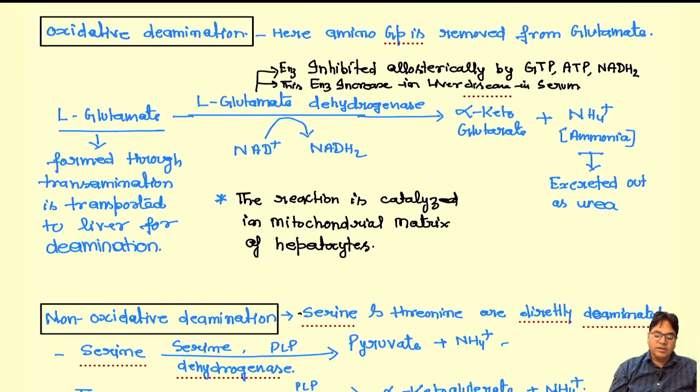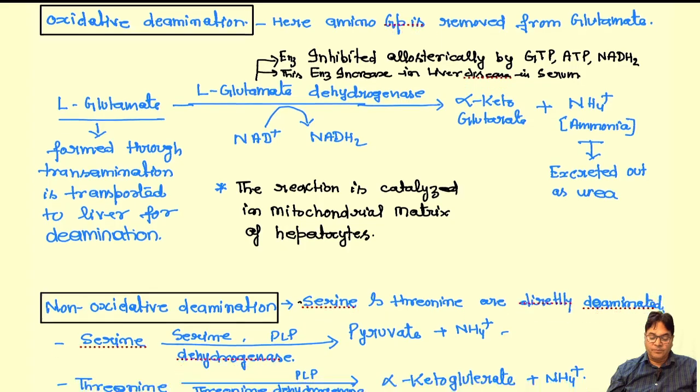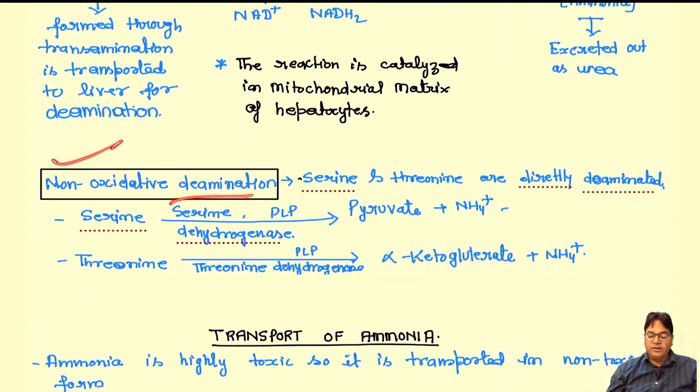Now this reaction, oxidative deamination, is catalyzed in the mitochondrial matrix of the hepatocyte, that is, it is taking place in the liver cell, but sometimes in some other parts of the body this deamination also takes place, like muscles or brain, etc. When we say non-oxidative deamination, then the enzyme is serine dehydrogenase. So for example, amino acids like serine and threonine are directly deaminated without any removal of hydrogen, and pyruvate and ammonia are formed.